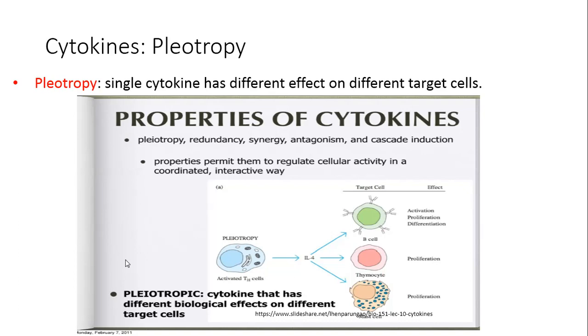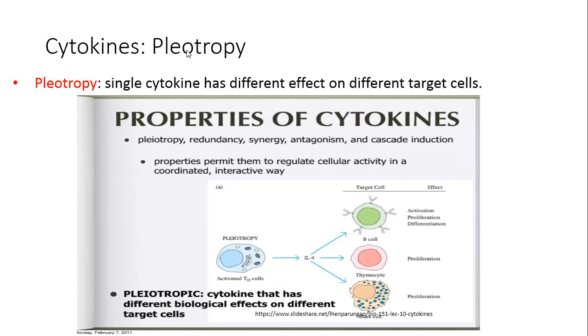So functionally, cytokines can act, I can already see I have a typo here. This should be P-L-E-I-O-T-R-O-P-Y. I don't know how I missed an I in two places, but I did. Pleiotropy. Pleiotropy is the functionality that says that one cytokine can have a different effect on different target cells.